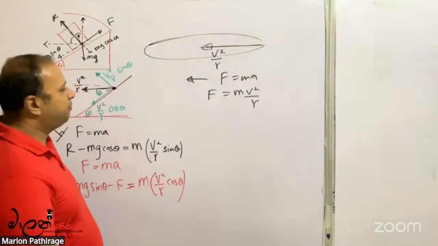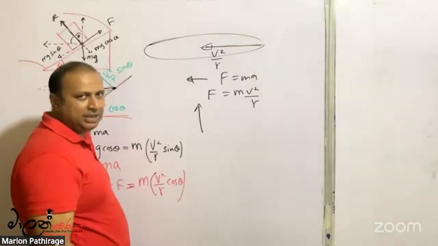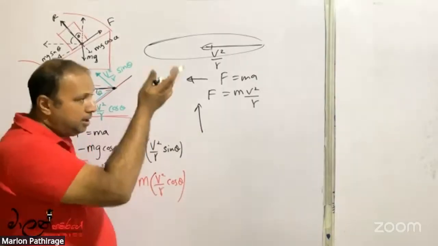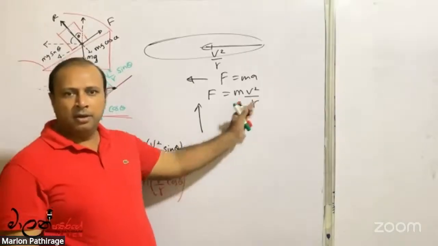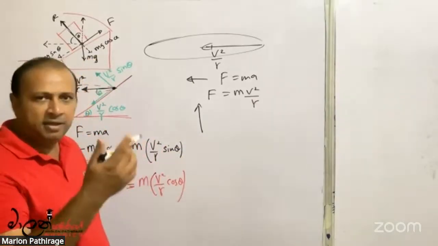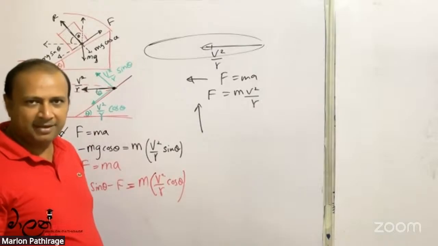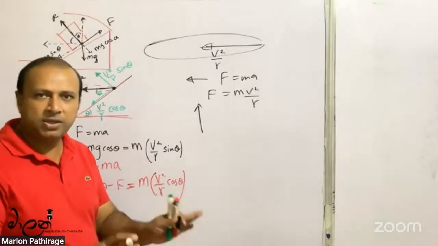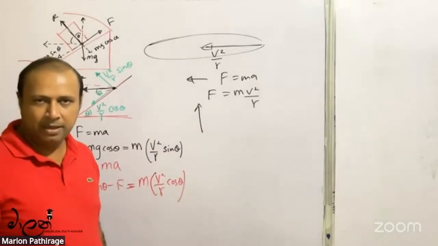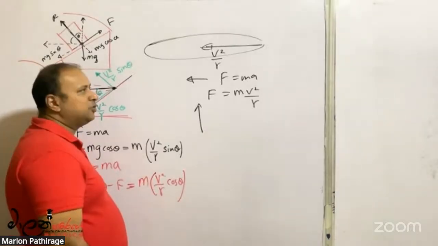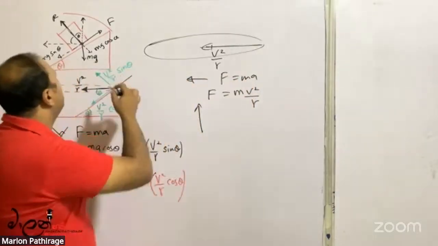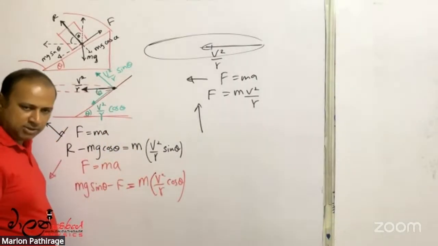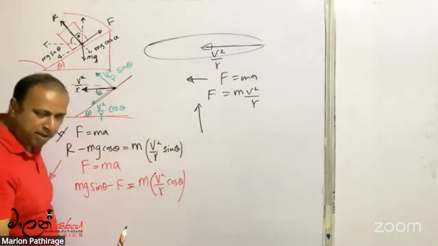Then if I apply F equal ma into the vertical direction, there is no other acceleration into the upward direction. Therefore, mg is equal to any other upward force. Those are two options. Not only those options, you can also apply F equal ma into some inclined direction to the horizontal. You can apply, but remember this thing.